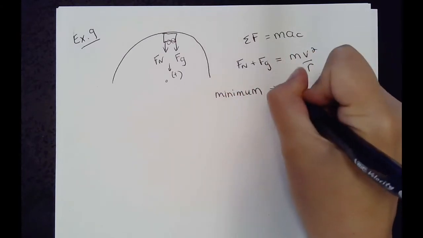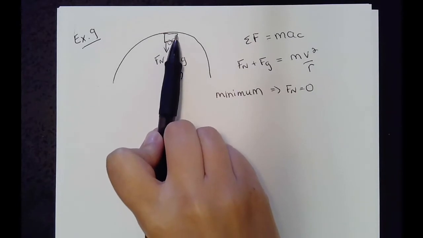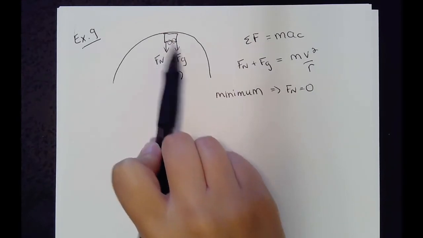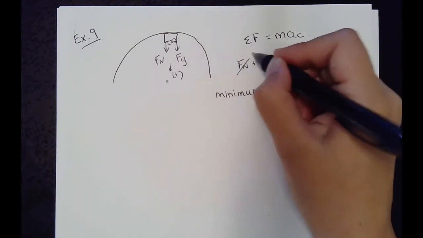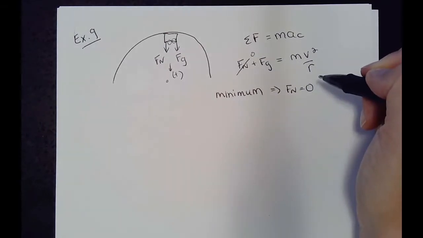This will occur when Fn equals 0. So this is essentially when the cart of the roller coaster, or when the people in the cart, just slightly lift off the ground so that there's no normal force from the surface. So that's 0 to get the minimum speed. It can go faster with no problem and make it around the loop.